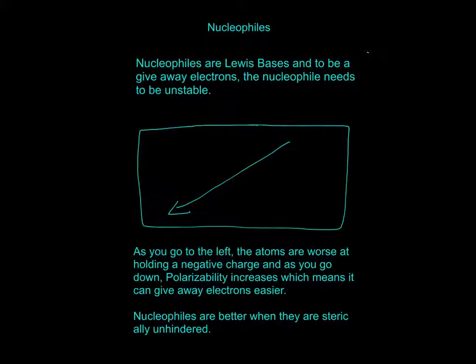A good nucleophile is also better when it's sterically unhindered. What that means is that it doesn't have bulky groups next to the actual negative charge. So therefore it has a higher chance of actually attacking an electrophile.